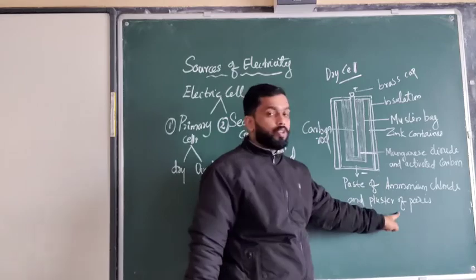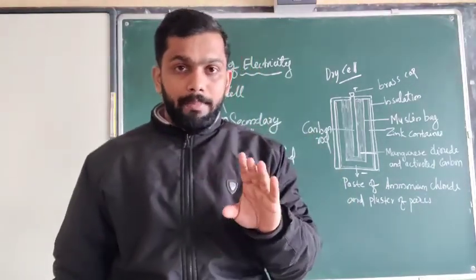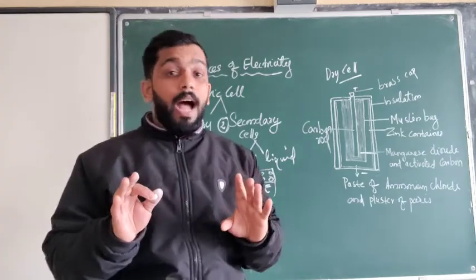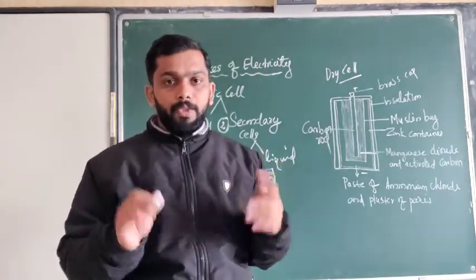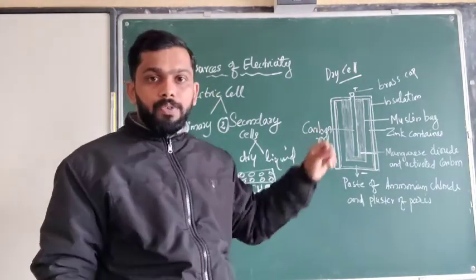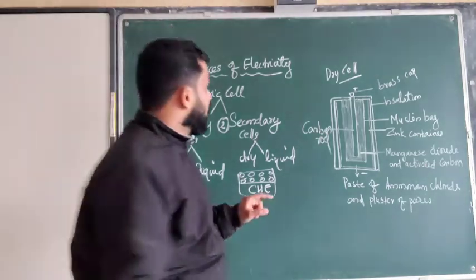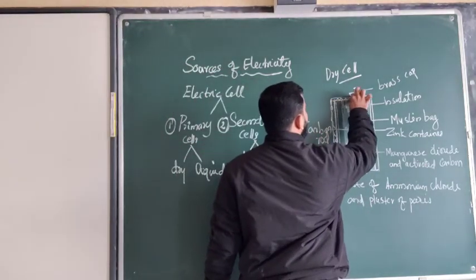Okay, now outside the muslin bag, that means inside the zinc container, there is a paste of ammonium chloride and plaster of Paris. Just outside the muslin bag is the paste of ammonium chloride and plaster of Paris. So that's why it is called a dry cell. We are using paste form. Again, this portion you know, this will be insulation.